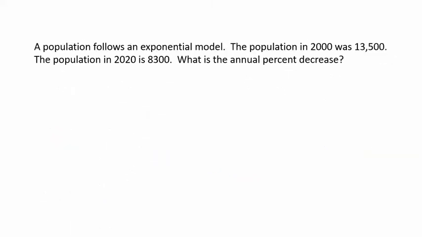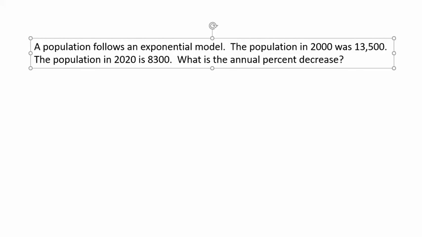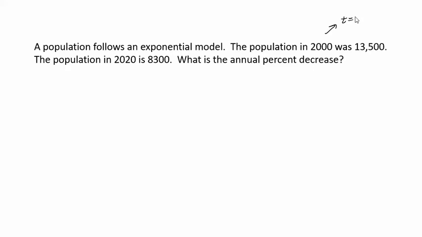Let's try one more of these where we have to find the rate. A population follows an exponential model. The population in 2000 was 13,500, and the population in 2020 is 8,300. What is the annual percent decrease? All right, so this is going to be our initial amount right here, this 13,500. We're going to let the year 2000 be t equals 0. So this is going to represent time 0, and this is going to be 20 years later.